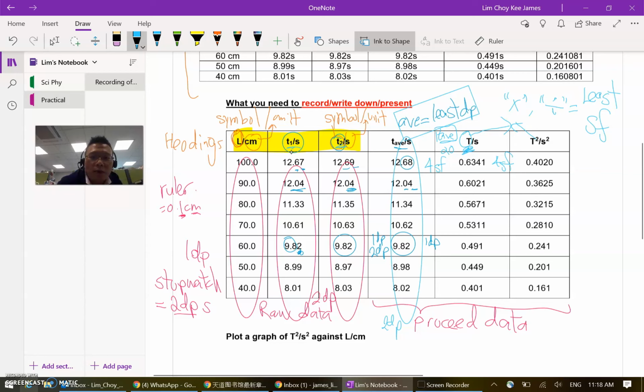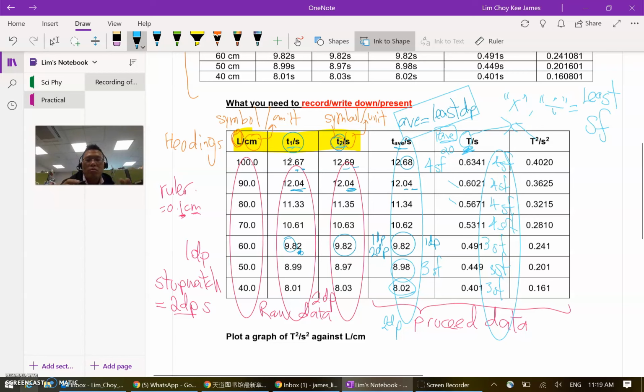If I repeat this, you'll find that my second and third row will actually be 4SF and 4SF. But towards the last three rows, especially this one, 8.98, this is 3SF. So my least SF here will be 3SF, and my capital T will be recorded in 3SF. Likewise for the last data, it will be 3SF. So you find that for capital T, my period, I do not have a standardized SF. The first 4 data are 4SF, and the last 3 data are recorded in 3SF.